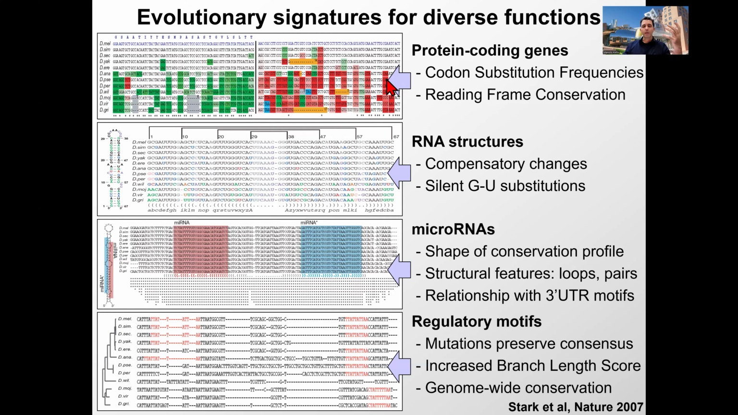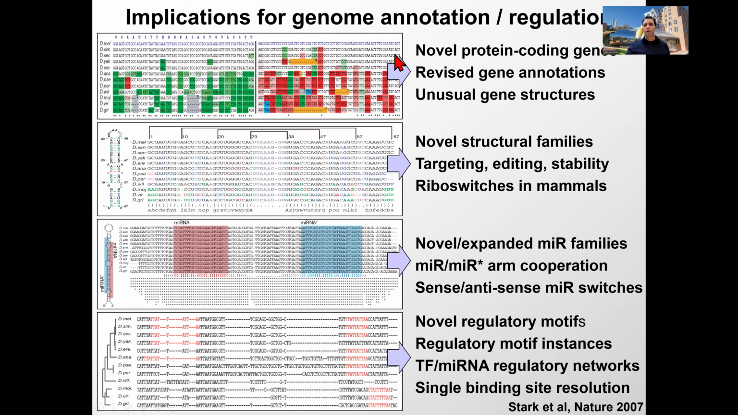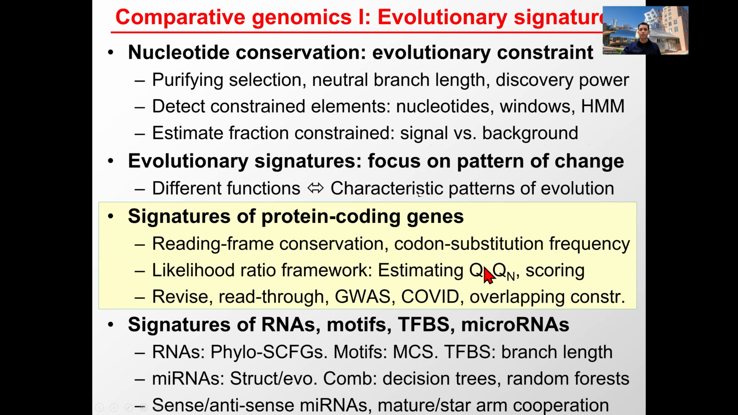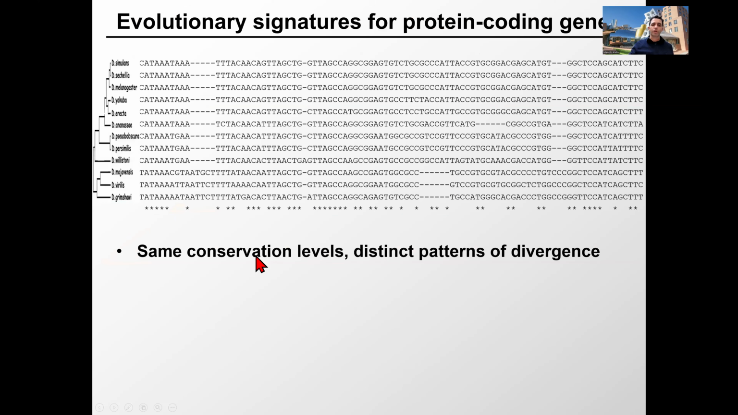So what we're going to do is develop these signatures for each class of elements, and then use these signatures to discover new protein coding genes, to revise the protein coding annotations, to detect unusual gene structures, to detect novel RNA structural families, to detect targeting, editing, stability, riboswitches, to discover new microRNAs, to find new regulatory motifs or individual regulatory motif instances, and so on and so forth. Okay? So let's dive right in. What are these evolutionary signatures?